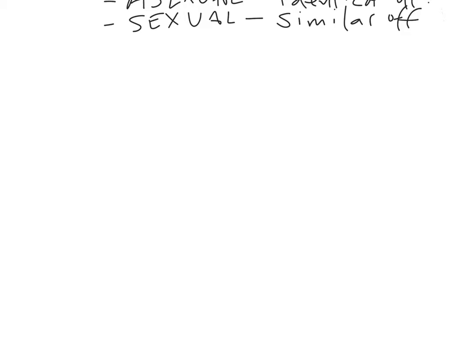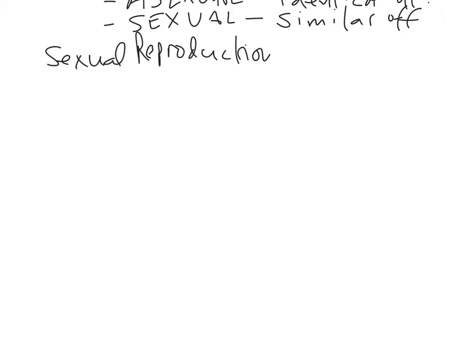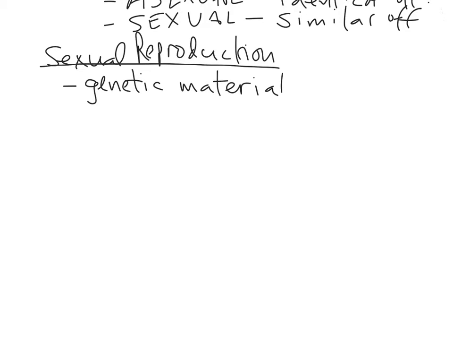And what I want to do now is give you a brief overview of sexual reproduction. We know some basics about it already. We just talked about the fact that it makes organisms that are similar but not identical to the original. One of the reasons is that during sexual reproduction, the genetic material comes from two different cells.